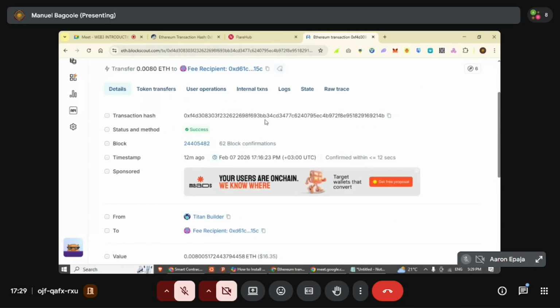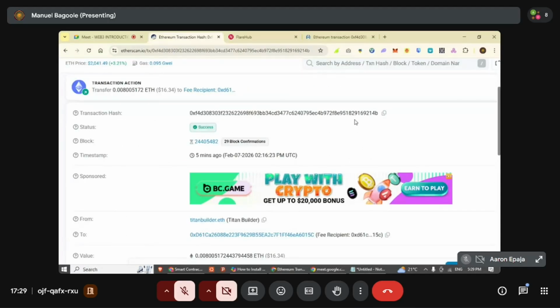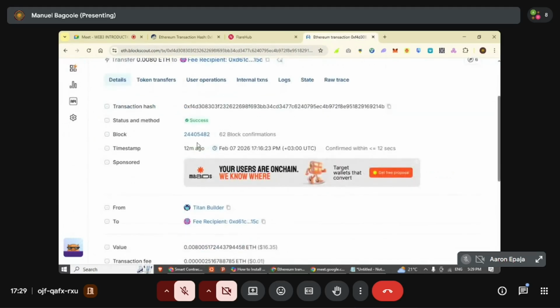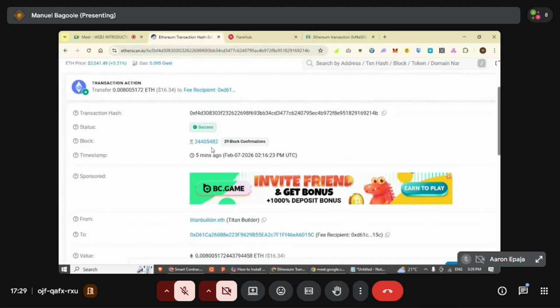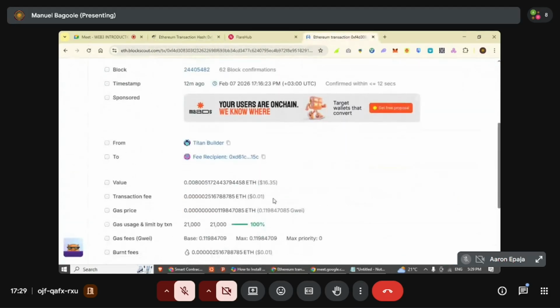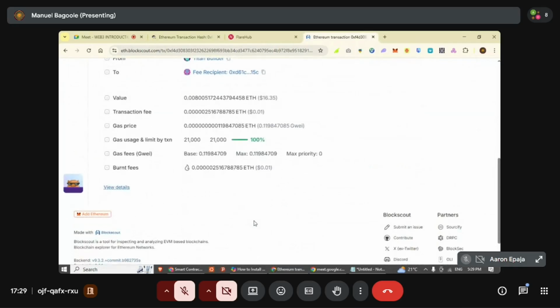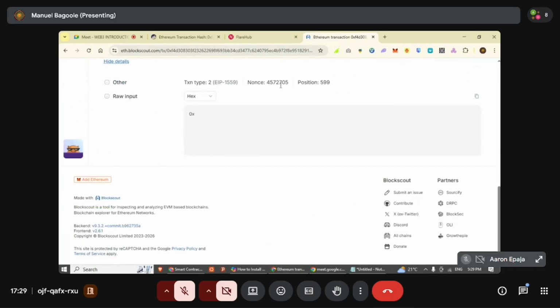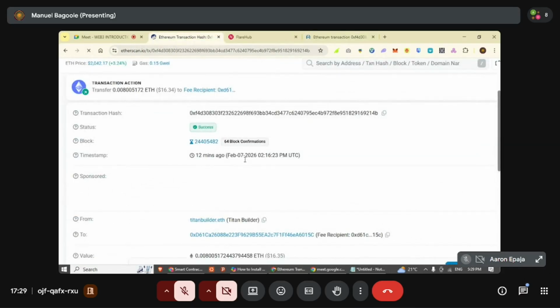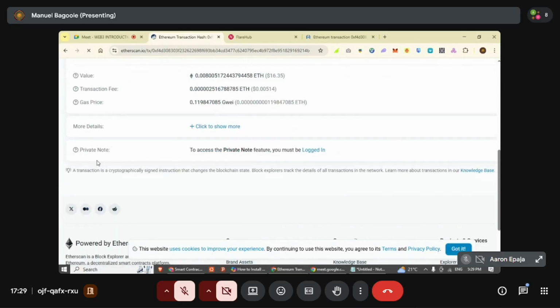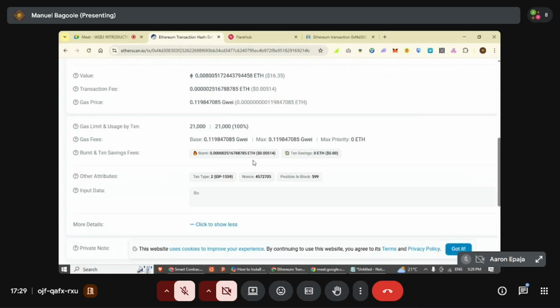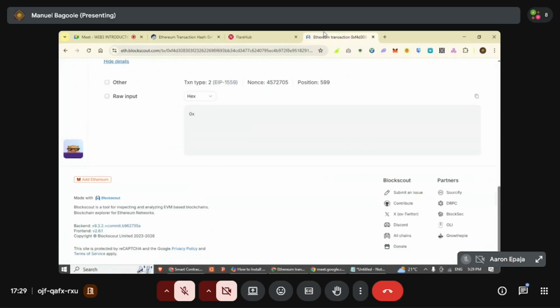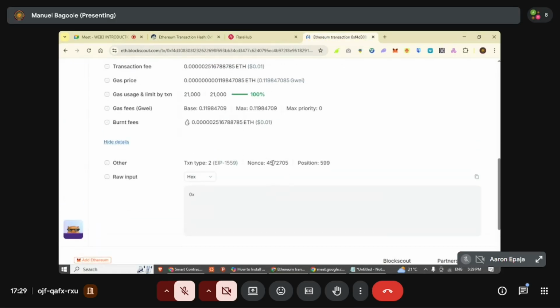When I look at this, you can see it's exactly the same transaction hash as this. And it was mined in exactly the same block, 12 minutes ago. I just have to refresh this so I can have the same information. Scrolling down, I think the information is really the same. Maybe when I check more details, I should also see the nonce. You can see it still reached 12 minutes ago as well. 4572705. Is that exactly the same nonce? 4572705. Yes, exactly the same information.